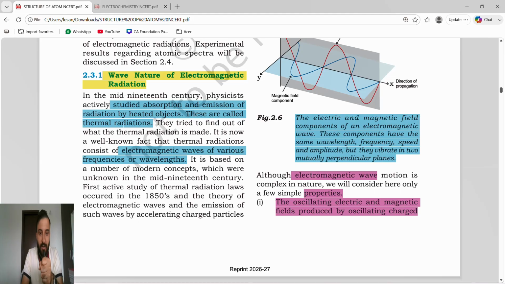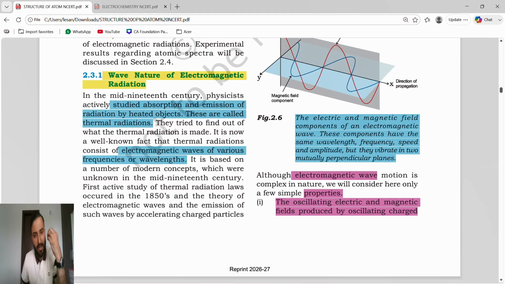So this radiation is called thermal radiation, because when it releases the radiation, it is heat. Radiation is heated. So heated means what? Thermal. So that's called thermal radiation. Okay, I hope you understand. Now guys, we know electromagnetic waves of various frequency and wavelength.